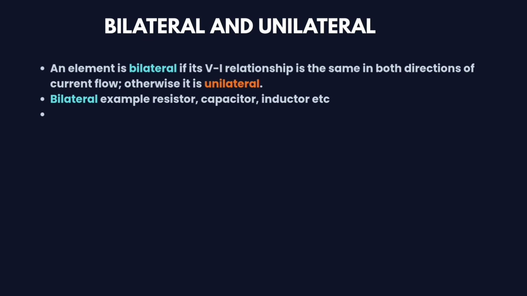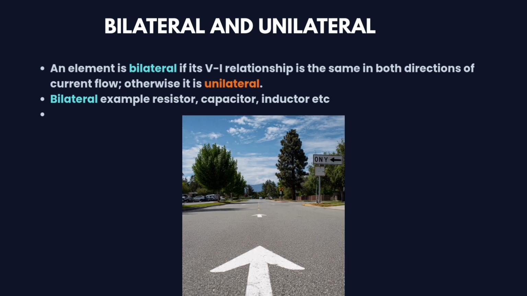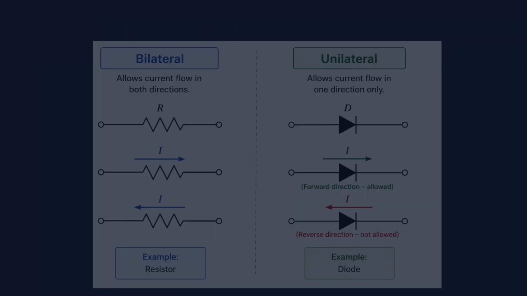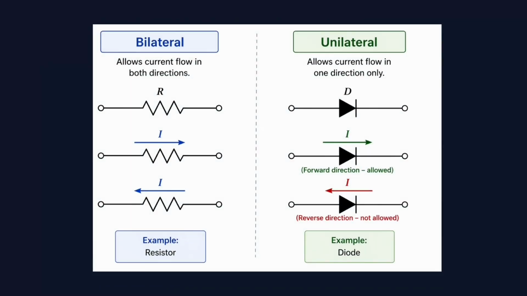A unilateral element behaves differently depending on the direction of current. Think of a one-way road where movement is mainly allowed in one direction. A diode behaves like that, so it is called unilateral.